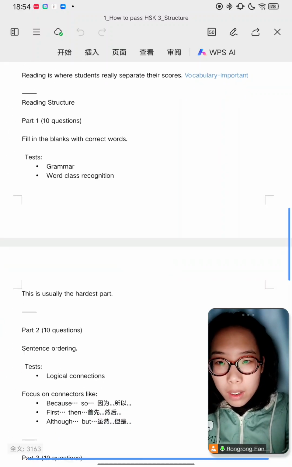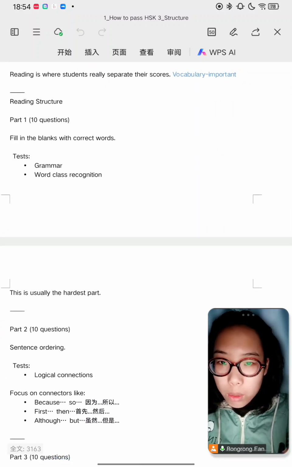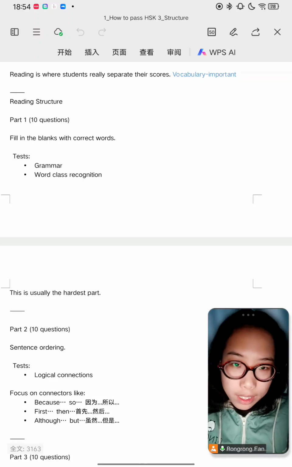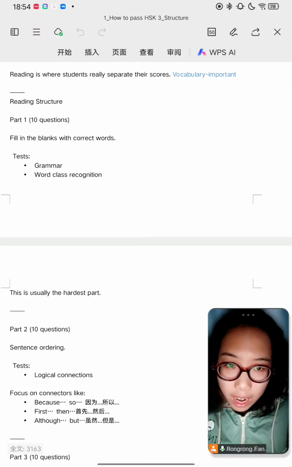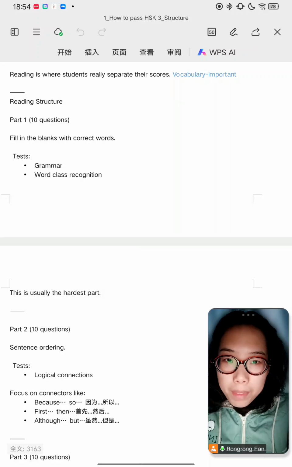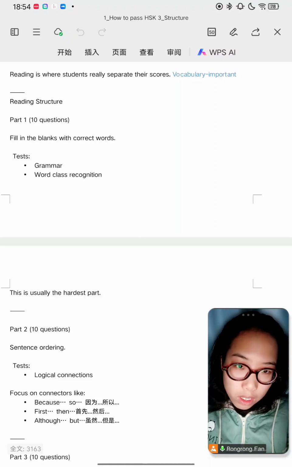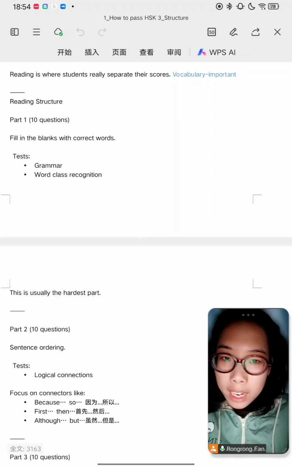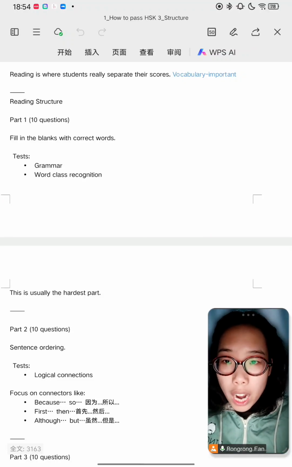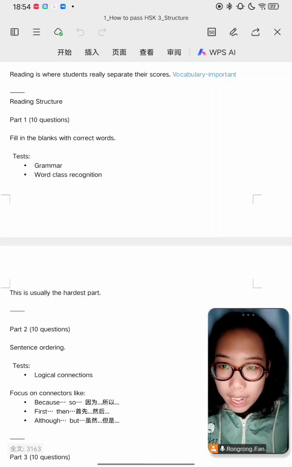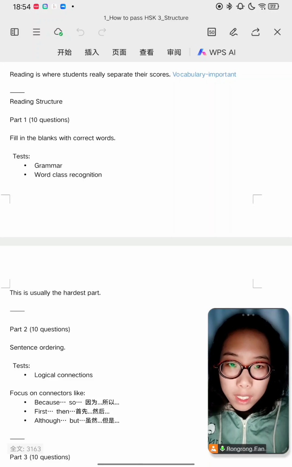And okay, the reading is where the students really separate their scores. And for this part, the vocabulary is very important. I think most of you have the experience of learning English, and during the reading part, if you don't know some of the important vocabulary, you will not know the meaning of the passage, what they are talking about. Also, in Chinese, if you want to read a Chinese passage, you should at least know the important vocabulary.